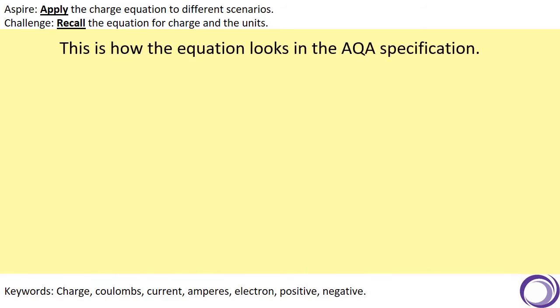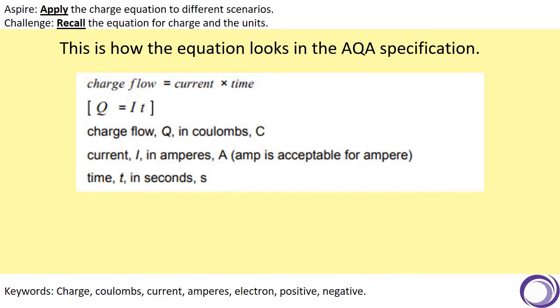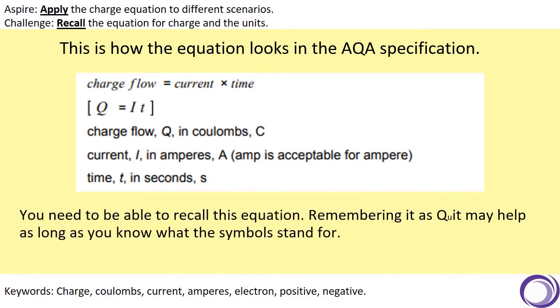Now they write it slightly different in the specification. It's a slightly different way round, but it's still the same equation. So in the specification for AQA, they say that the charge flow is the current times the time. Now we use the symbol Q for charge, we use the symbol I for current and T for time. So it's not the easiest symbols that we use, which if you can remember that an amp is 1 coulomb every second, it would help you do any calculations without really needing that equation. Some people remember the equation as never quit, Q equals IT, and that might help as long as you do know what the symbols stand for.